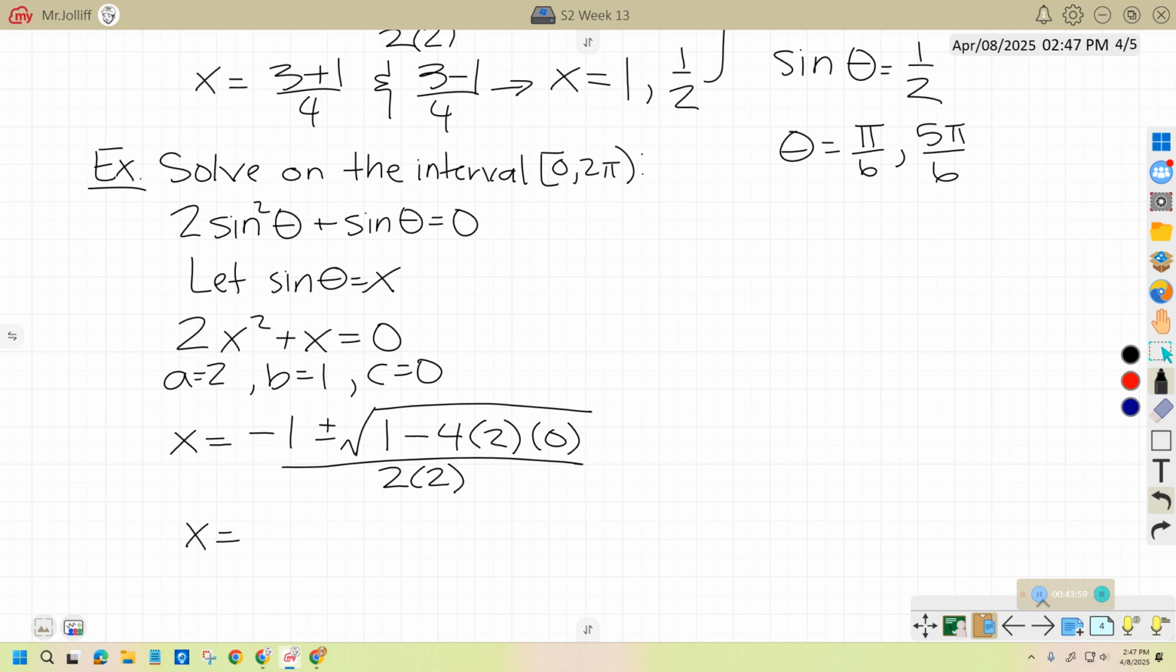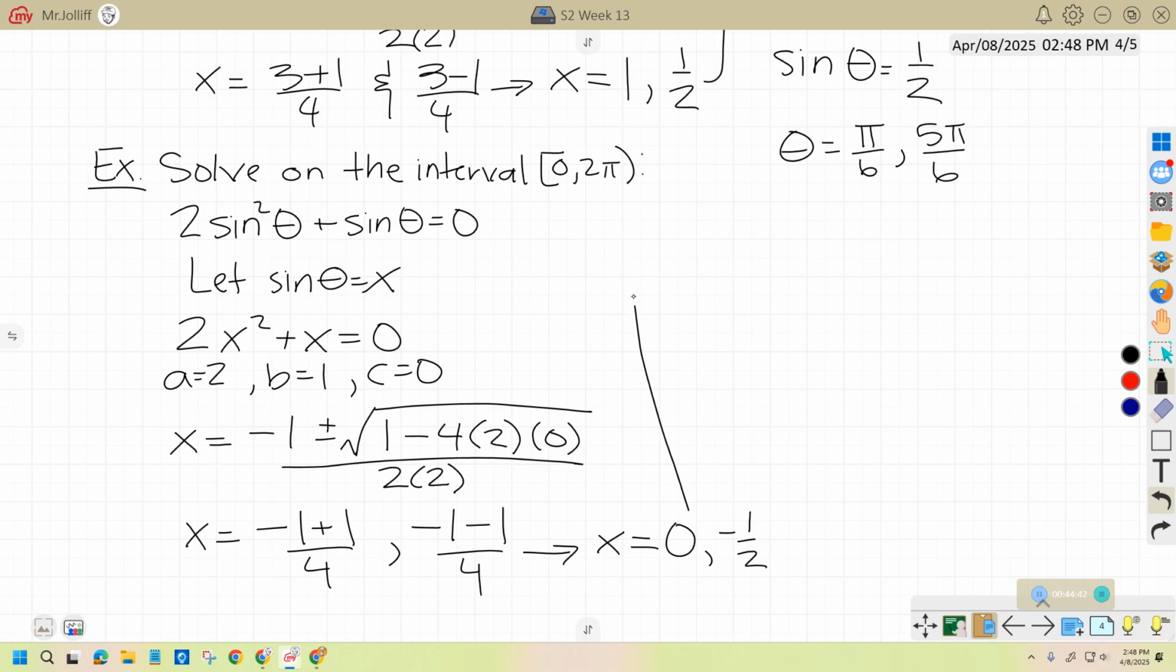Inside, 4 times 2 times 0 is 0. So that becomes square root of 1, which is 1. So I have minus 1 plus 1 over 4, and I have minus 1 minus 1 over 4, which gives me x equals minus 1 plus 1 is 0, and minus 2 over 4 is minus 1/2. I don't hear any protesting. I see nodding.